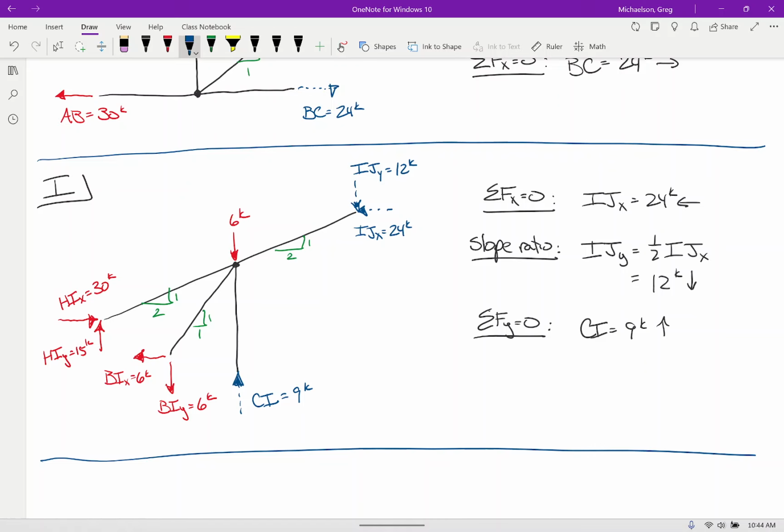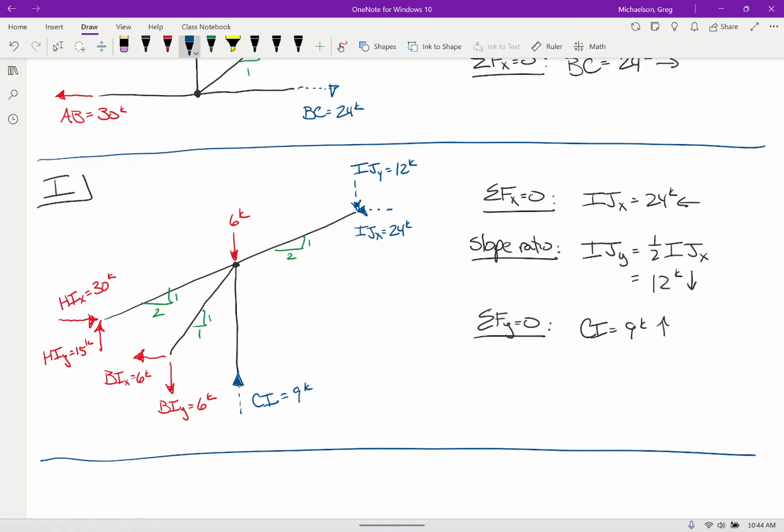When we were doing this one, this is the only one going up, but the one that's going down is 6, 6, and 12, so that's 24. So 24 down and 15 up means we need another 9 going up. Let's put that over here on my log. So I've got 9 kips going up. Is this member in tension or compression? Compression.